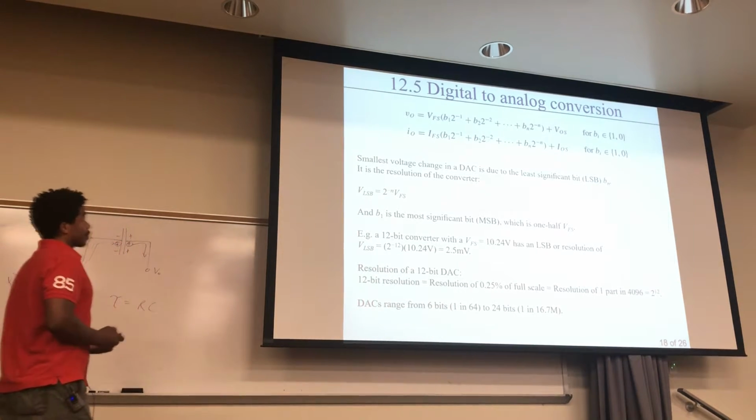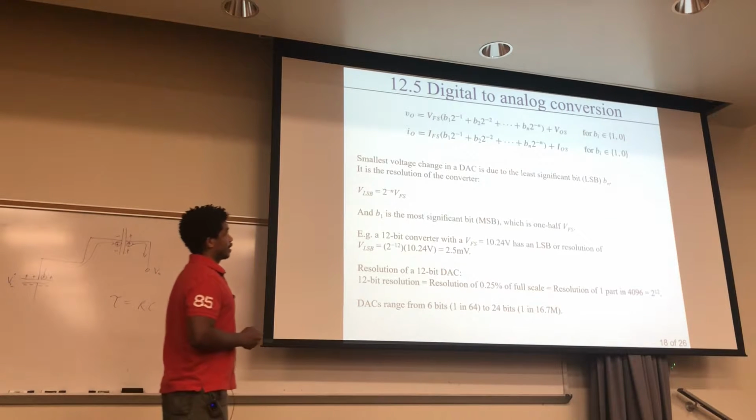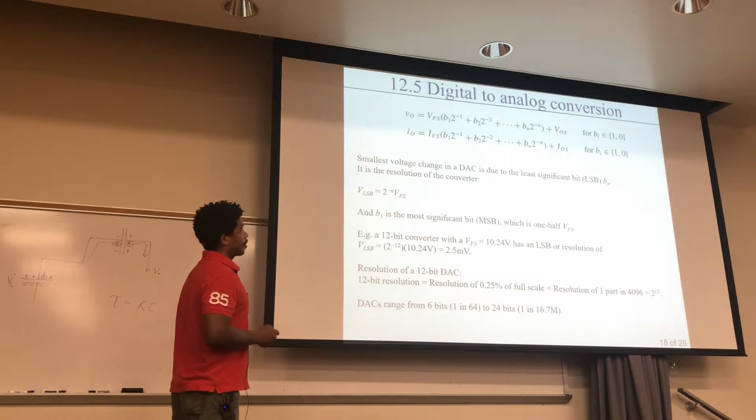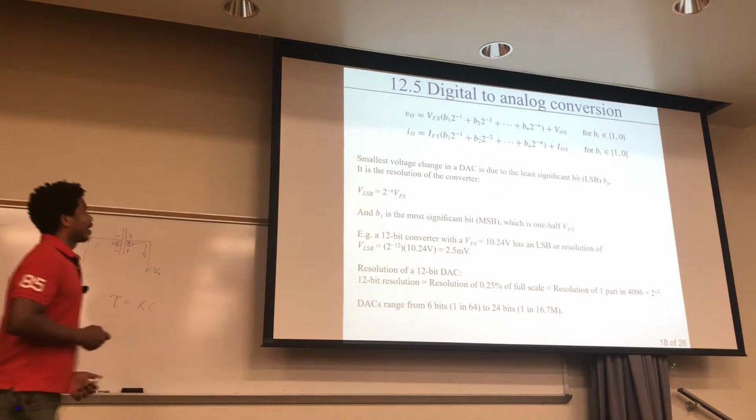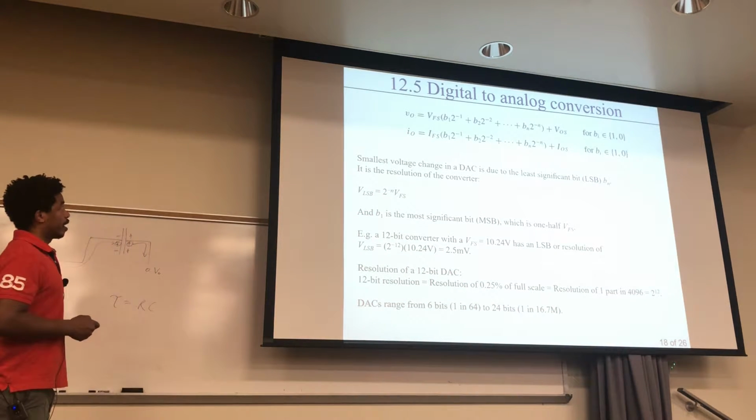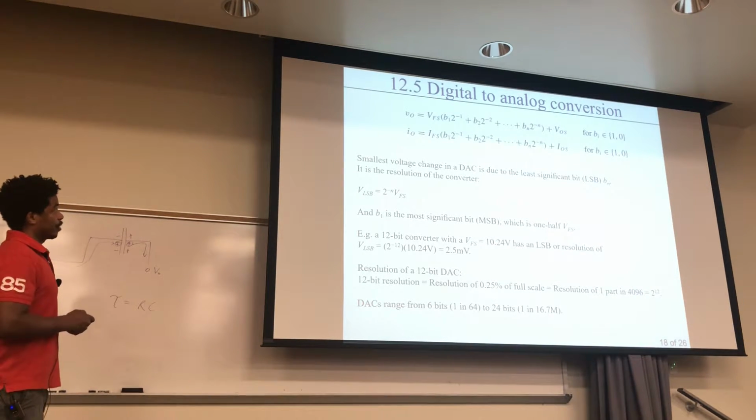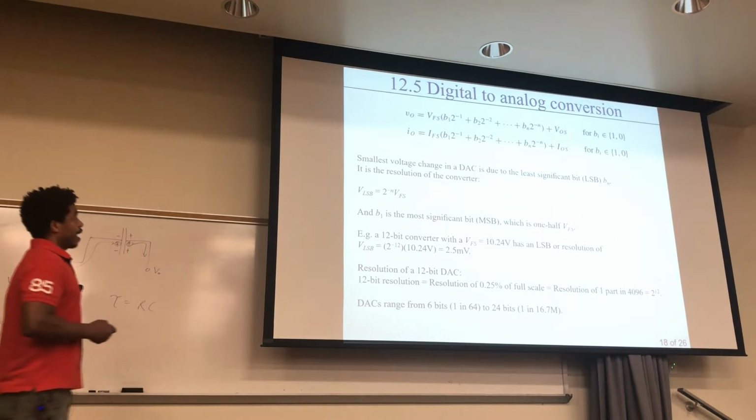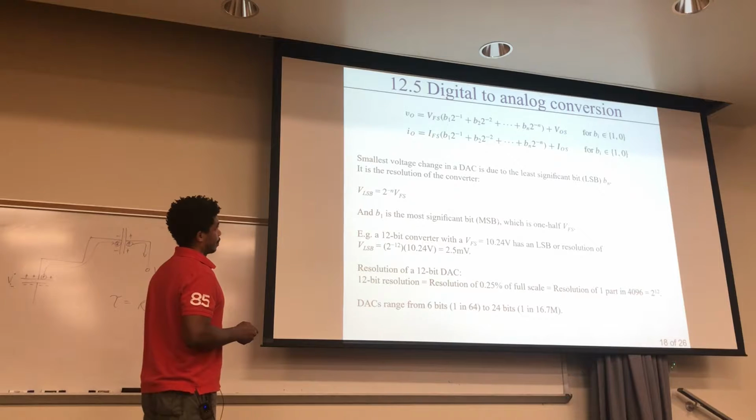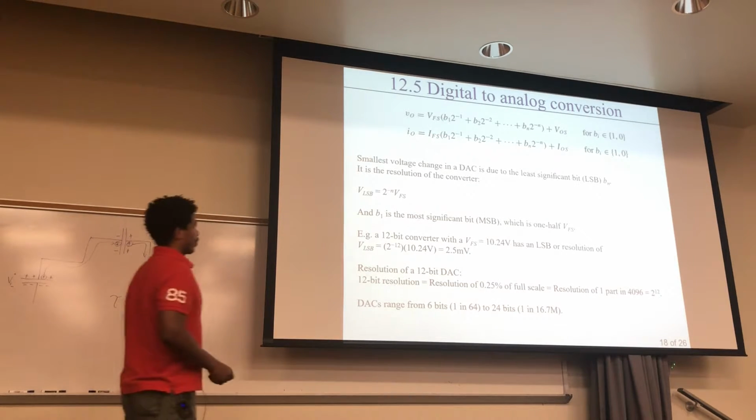Okay, so the smallest voltage change for these digital to analog converters is due to the least significant bit, this BN right here. So the resolution of your converter is going to be here. So your voltage of your least significant bit is going to be 2 to the negative of whatever number of bits it is times your full scale voltage. And B1 is the most significant bit, which is 1/2 of your full scale voltage.